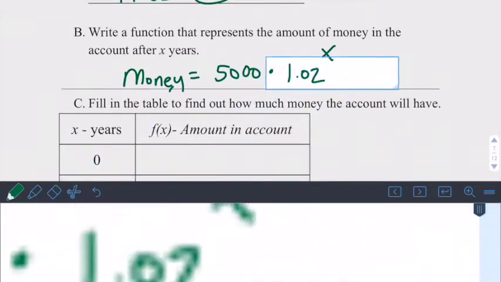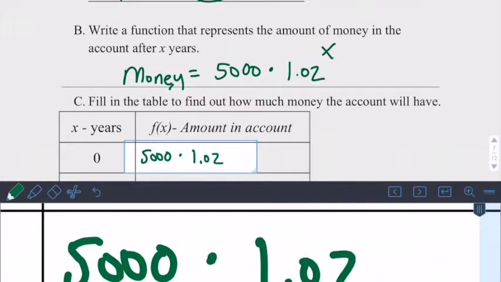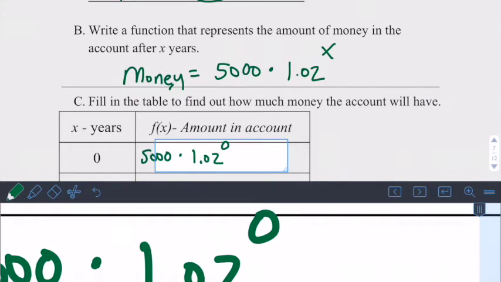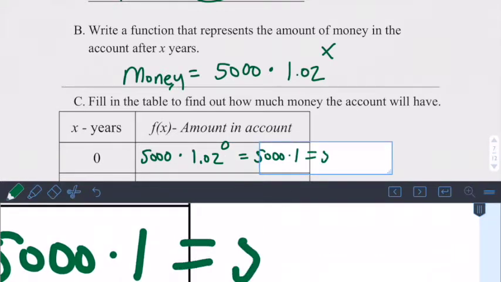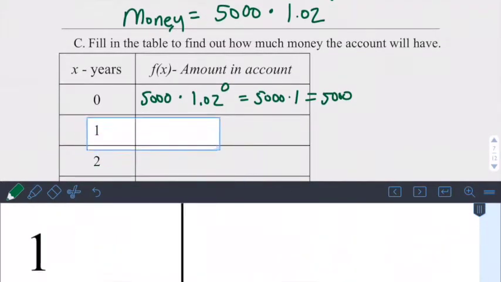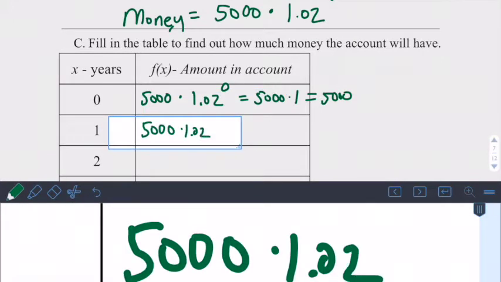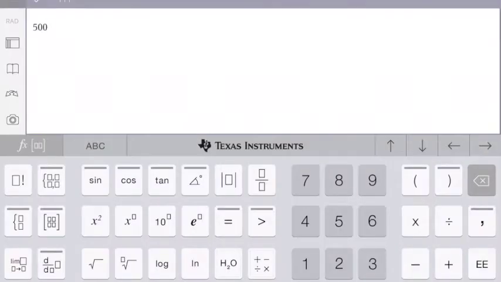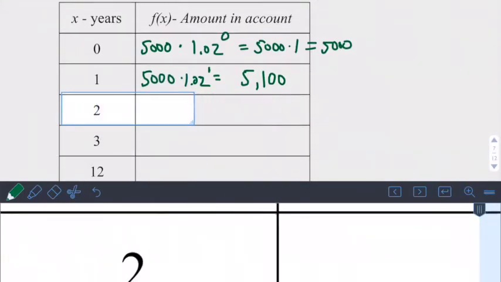Then we're going to fill in this table to find out how much money the account will have. So after 0 years, this would be 5,000 times 1.02 to the 0th power, right? 1.02 to the 0th power is 1. So this is 5,000 times 1, which is 5,000. Then we're going to plug in 1, right? 5,000 times 1.02 to the 1st power. And let me plug that into my calculator. 5,100.